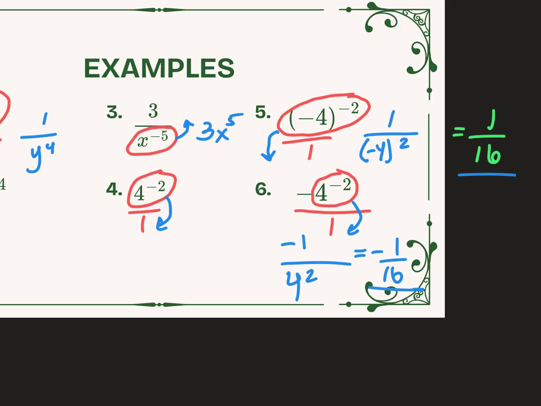Where would I move it? It's already in the numerator. Where would I move it? Down. So this would become what? 1 over 4 squared. Good, which is 1 over 16. Good.